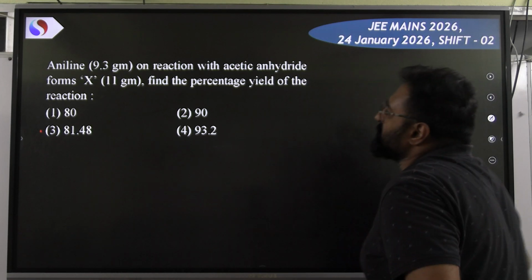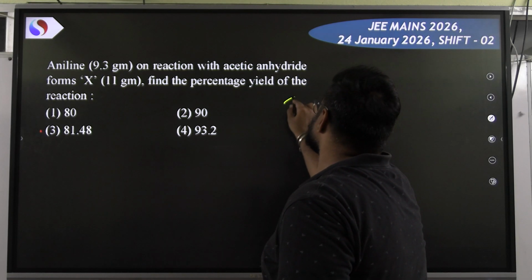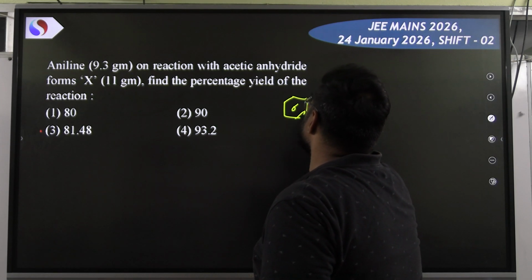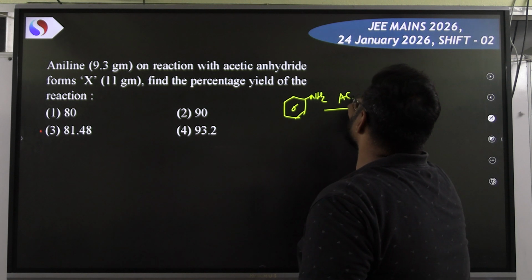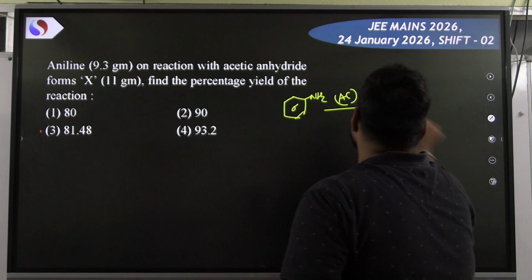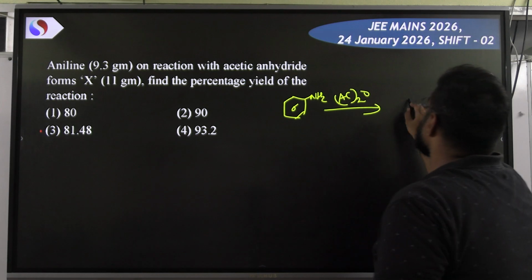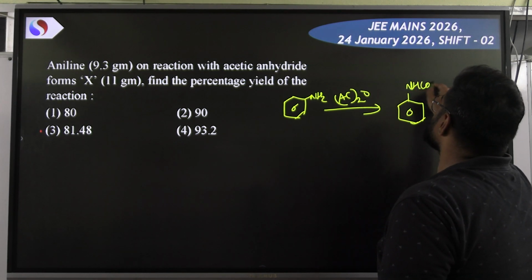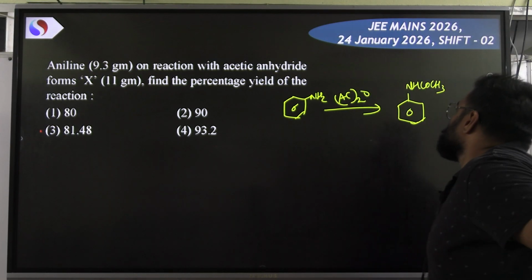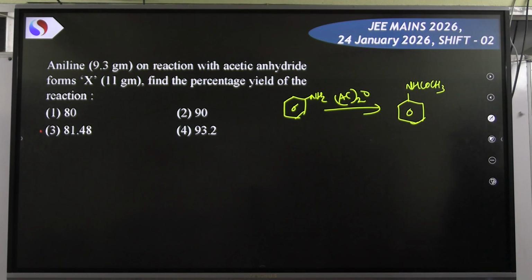Next, aniline on reaction with acetic anhydride forms a compound X which is 11 gram. Find the percentage yield of the reaction. Let's see, what is aniline? This is aniline, and it is reacted with acetic anhydride. So when reacted with acetic anhydride, the compound is NHCOCH3.